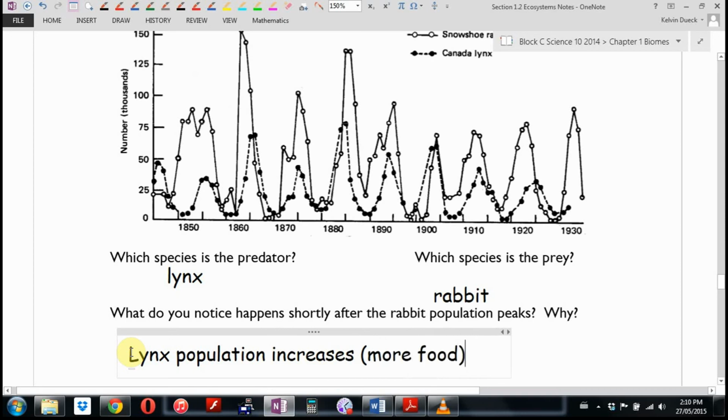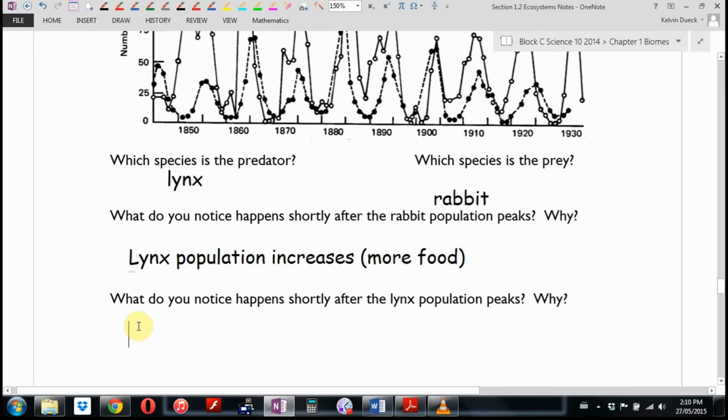Really, what's happening is weaker lynx animals, lousier hunters that normally would have died off, now there are actually enough rabbits for them to catch a rabbit too. This is the whole competition thing that we talked about, because all the lynxes are competing for the same food source as well.